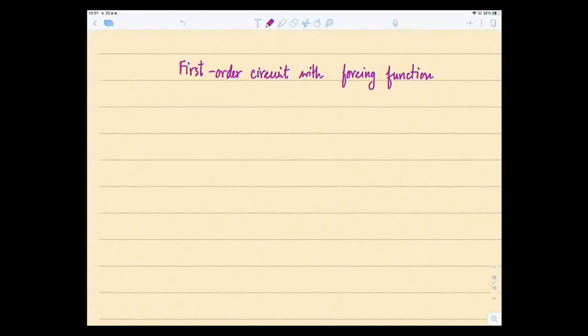Well, hi everybody. So, back again. Last session we did, I believe, RL and RC source-free circuits. Today we will work on first-order circuits with a forcing function. Before we go into the circuit, I will review a little bit on first-order differential equations, how to find the solutions.